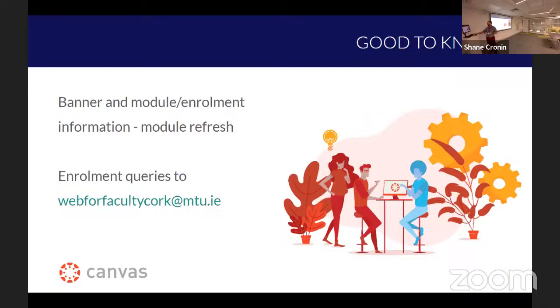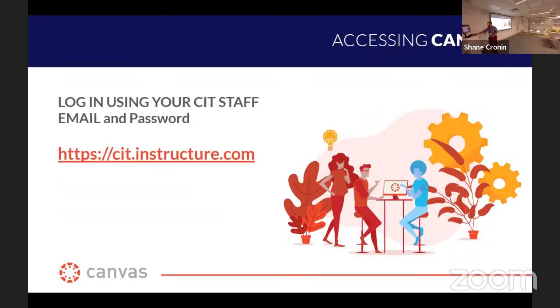So Web for Faculty, cork@mtu.ie is the email address to email if you're not enrolled in something on Canvas, you're not seeing it on Canvas, or indeed if your students aren't seeing it. There's a corresponding email address for students. There's a lot of stuff obviously in flux this time of year in terms of enrollments and so on, so that's maybe worth noting. So when you're logging into Canvas, you're still using your CIT credentials.